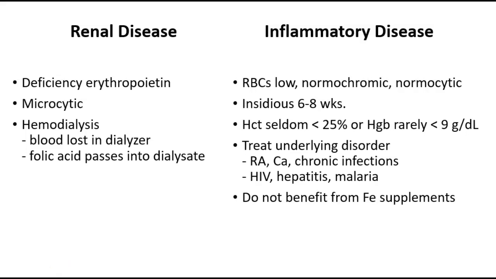If you were to run labs on somebody who had an anemia of chronic disease, you would generally find an increased serum ferritin, increased irons, but a normal folate. And again, treating the underlying cause is best. We may use blood transfusions for severe cases, and there's a limited role for erythropoietin. Very, very limited.